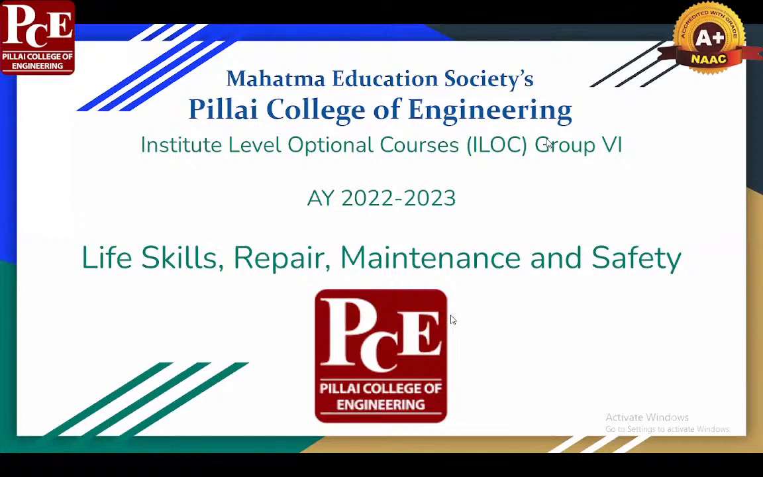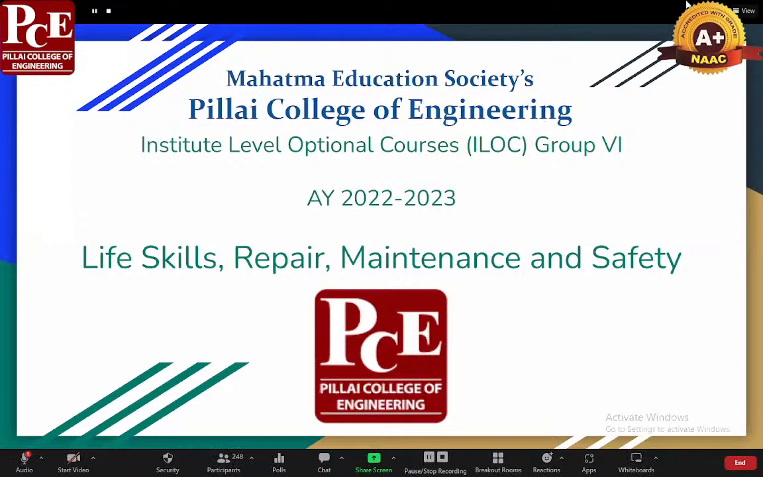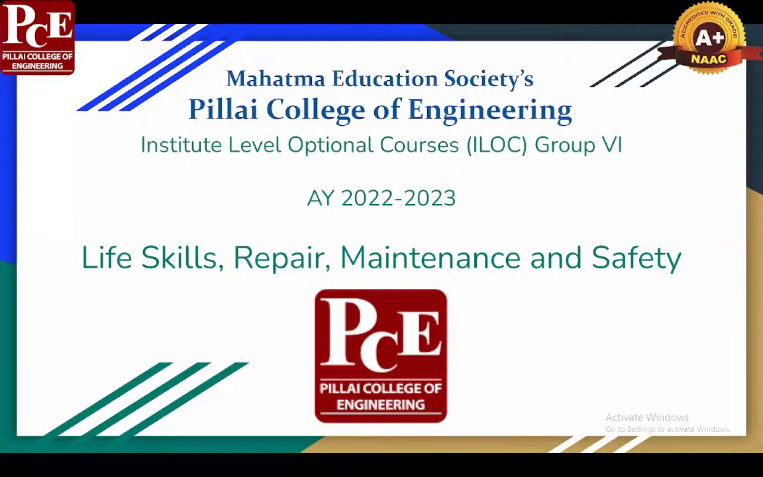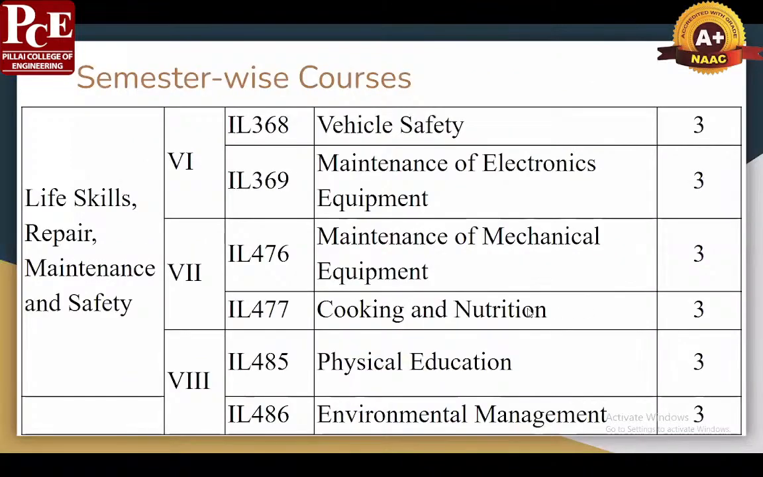Okay, good morning students. I am here to present institute level optional courses group 6 which we are offering to you. You will not find many universities or colleges offering this kind of courses as institute level electives, but we want to offer courses which will be useful for students when they graduate. So this particular group is group 6, which is named life skills, repair, maintenance and safety. All these factors are very important as you go ahead in your career.